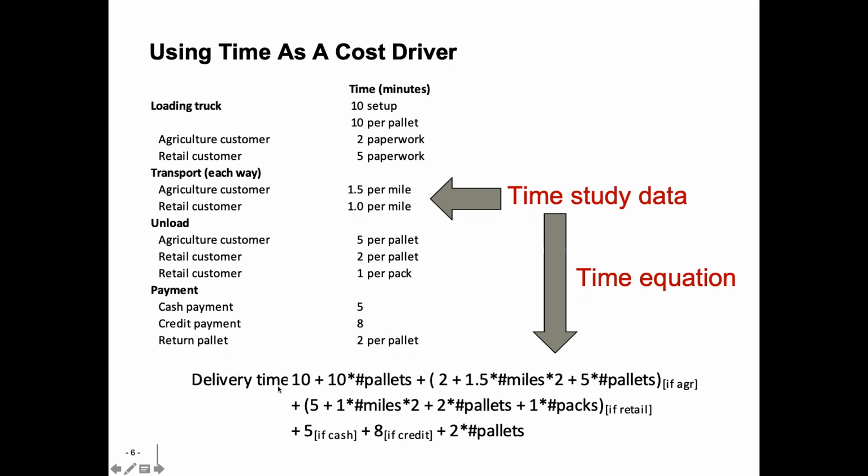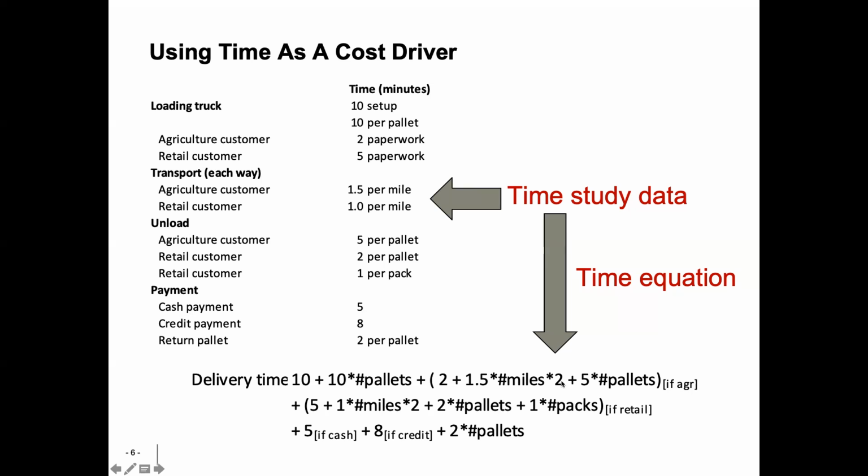delivery time equation. So delivery time equation is 10 minutes for the setup plus 10 minutes per pallet. So number of pallets have to be multiplied to it. Plus, if it's an agricultural customer, then we'll have to take into account all the costs or all the times involved with respect to agriculture customers. So 2 minutes for paperwork, 2 minutes here, plus 1.5 minutes per mile for every transport. So 1.5 minutes multiplied by number of miles. And since it's each way, we'll have both ways.